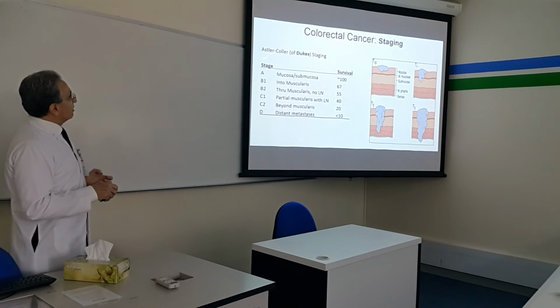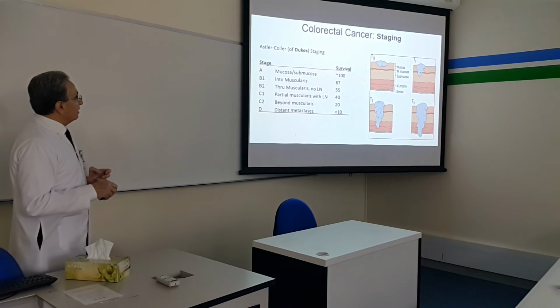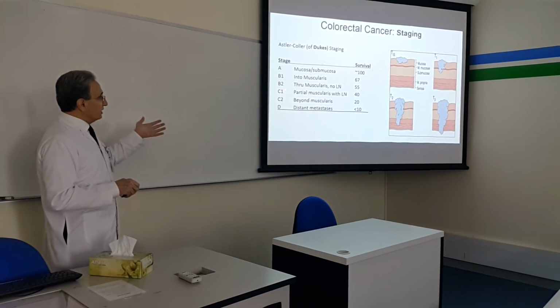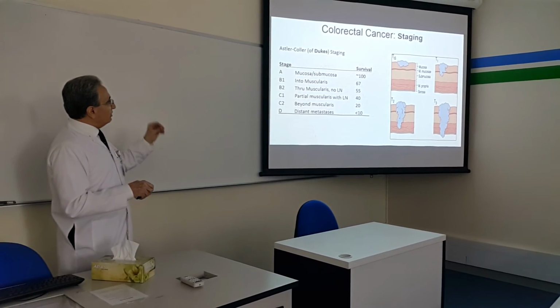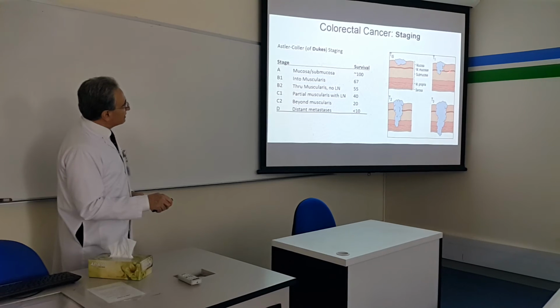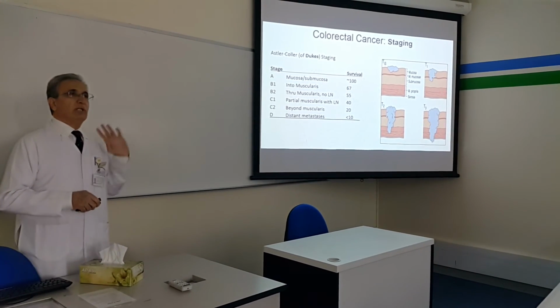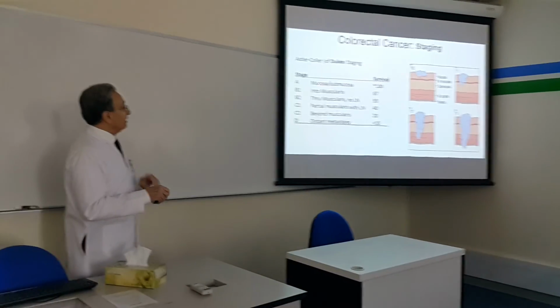The Duke system has been developed by Astler-Coller of Duke staging into, instead of A, B, and C, now it is A, B1, B2, C1, C2, and D added. A, involvement of the mucosa and submucosa, like here in this case, and here survival after resection is usually close to 100%. So it's curable when it is at this stage A.